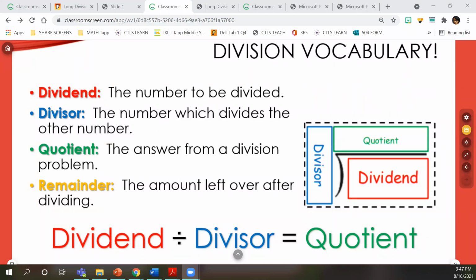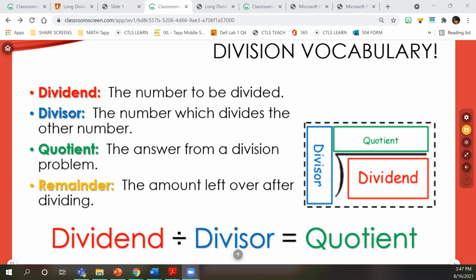All right, guys. So let's go over some division vocabulary. We have dividend, which is the number to be divided. We have divisor, the number which divides the other number. And we have the quotient, the answer from a division problem, and remainder, the amount left over after dividing.